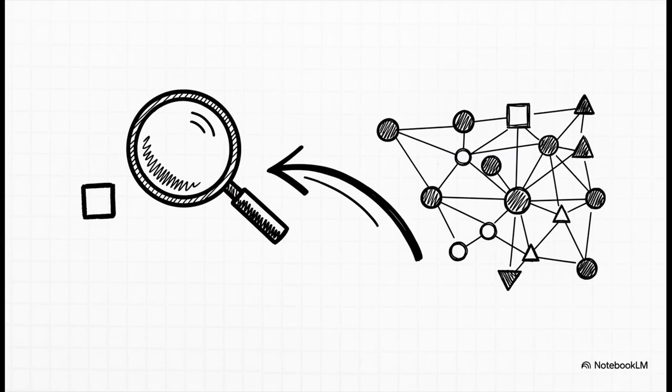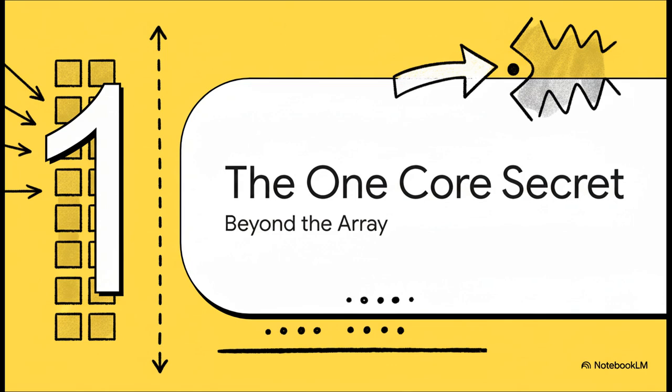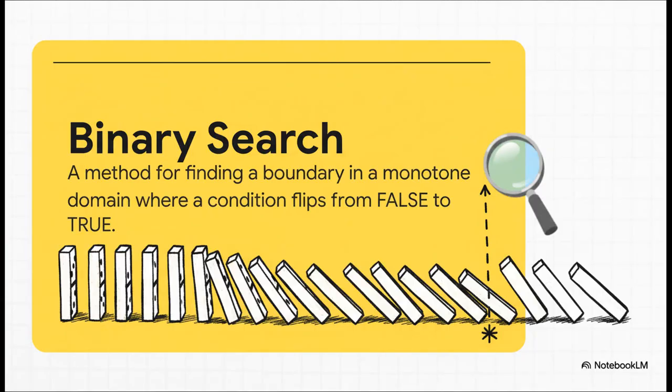We're going to pull back the curtain and reveal that one core secret, the thing that transforms binary search from just a simple lookup trick into a full-blown problem-solving framework. Okay, so here it is, the big secret. The most crucial thing you need to understand is this. Binary search isn't really about arrays. I know, that's where we always see it, but that's just its most common use case. At its very heart, binary search is about one thing and one thing only: finding a boundary. Yeah, this is the definition you want to burn into your brain.